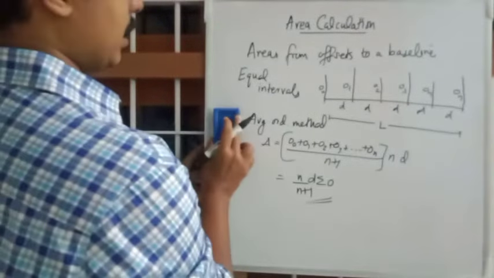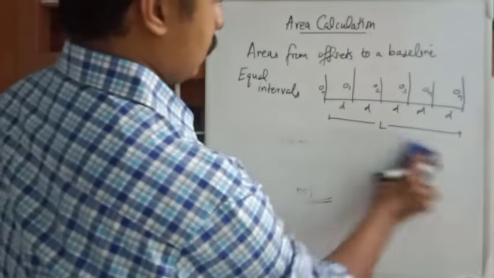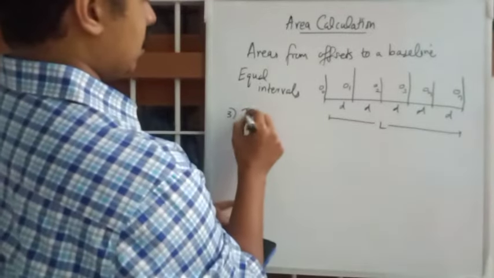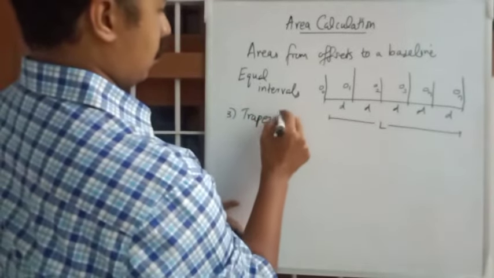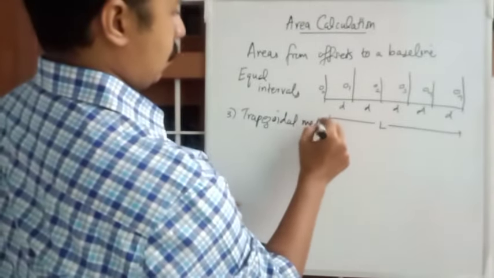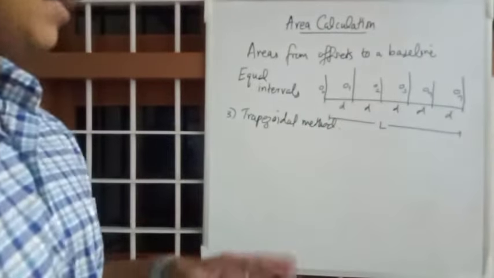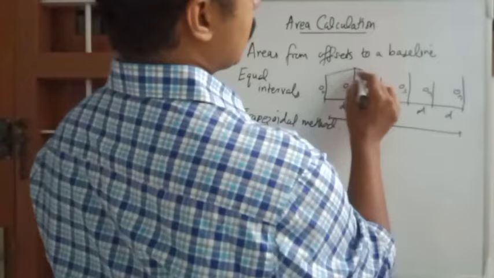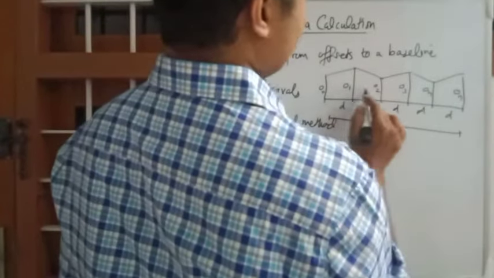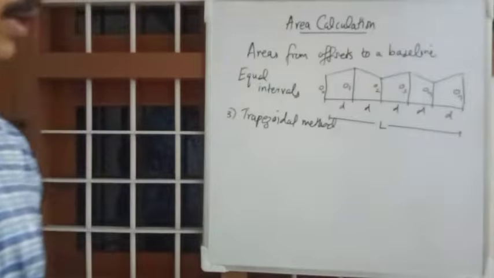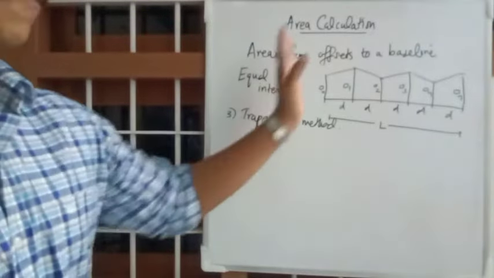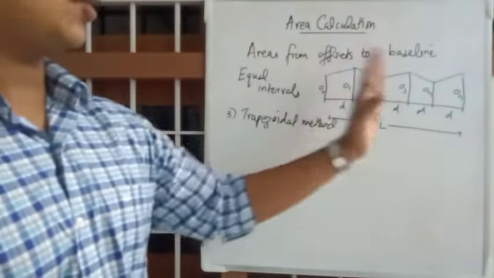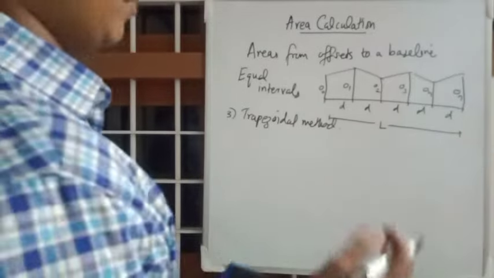Next one, third method, trapezoidal method. In this method, we are assuming that all the divisions are trapezoids. All these are individual trapezoids. Okay, and we are calculating the area of total offset between the baseline, offset and baseline using addition of each of such trapezoids. Okay, we are trying to derive its value.